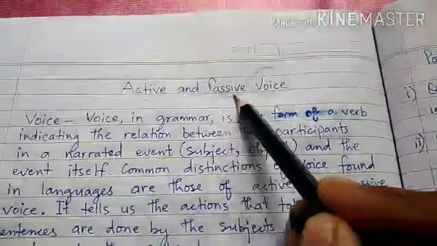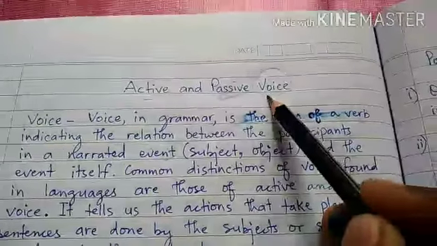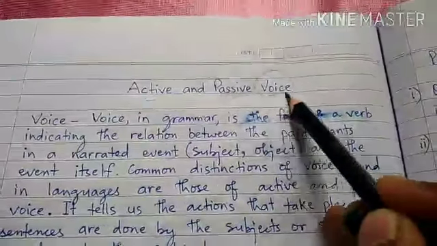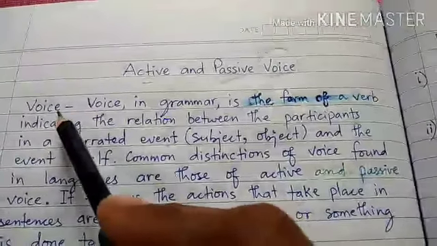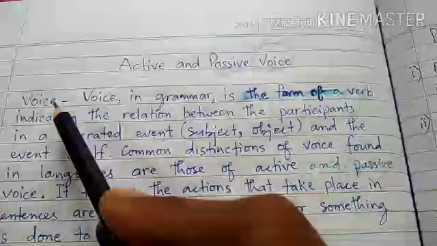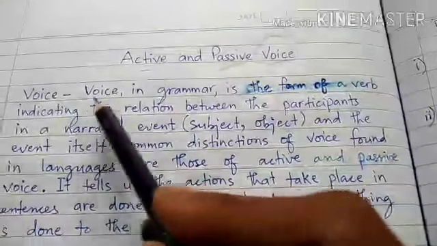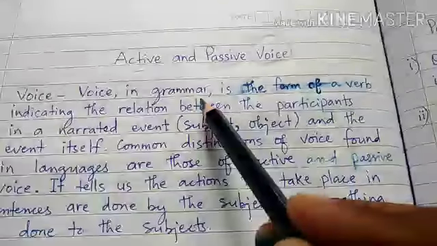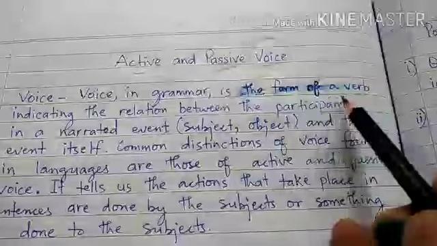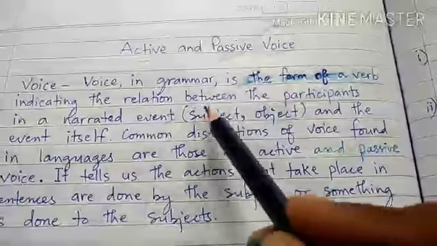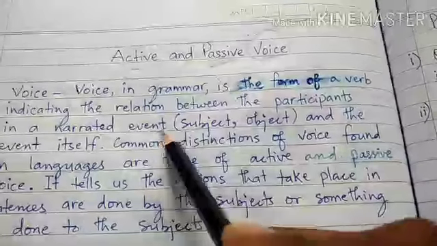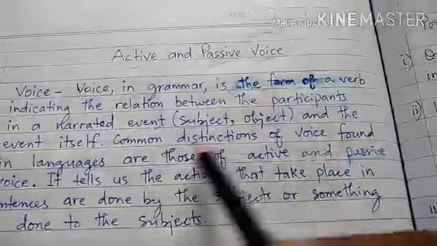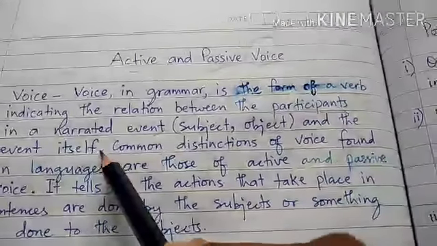Okay students, so at first we will understand what is voice. So we will see the definition of voice now. So the definition of voice is written here. What is voice? Voice in grammar is the form of a verb indicating the relation between the participants in a narrated event, subject, object and the event itself.